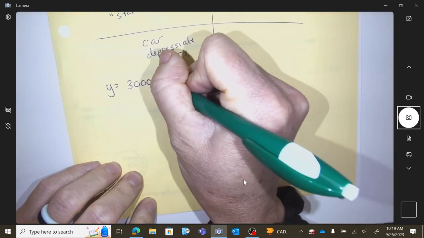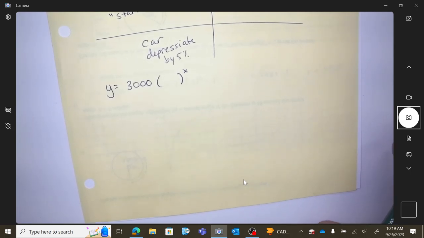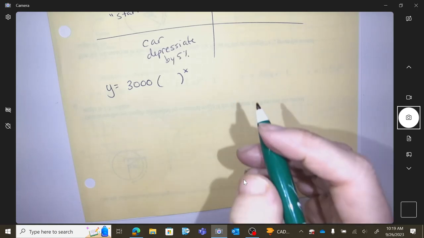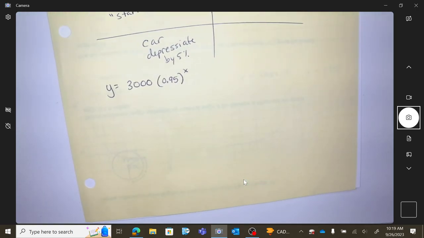$3,000 car. What do I put in the brackets if a car price depreciates by 5%? So it's decreasing by 5%. So 0.95. Everybody see how I get that again? Remember, 100% is where we always are, the baseline. So if we go down 5%, we're now at 95%.